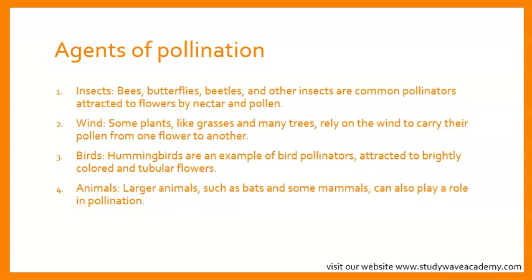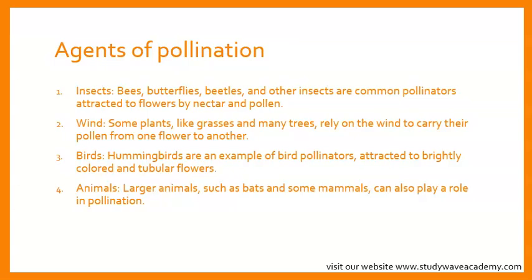We also have birds as agents of pollination. Hummingbirds are an example of bird pollinators, attracted to brightly colored and tubular flowers. Birds like hummingbirds are attracted to certain flowers with tubular shapes and bright colors. They unintentionally transfer pollen while feeding on nectar.